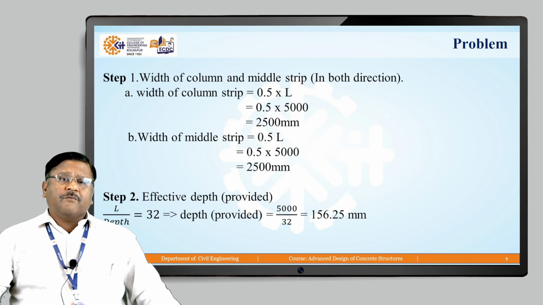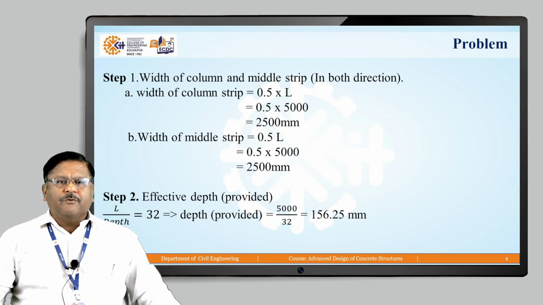Next step is to work out the effective depth provided. So what is the formula? The formula is L by d equal to 32. Now why 32? Because drop is provided. If drop is not provided, then L by d is equal to 40. This ratio should not be less than d provided. So 5000 divided by 32 is equal to 156.25 mm. This is the effective depth which is calculated.